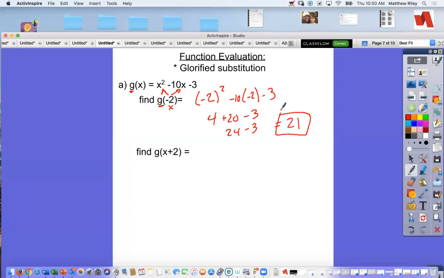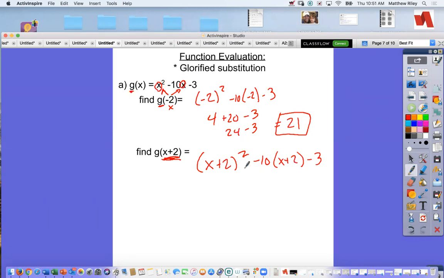I got to call a timeout because on the second one, what am I plugging in for X this time? Everything that's in here. So be careful. Here's my G function. Here's my G function. So I'm plugging in X plus 2 everywhere I see an X. So I see it squared, so X plus 2 squared. -10 times X plus 2 minus 3. So whatever you see next to the function is what is replacing the variable.